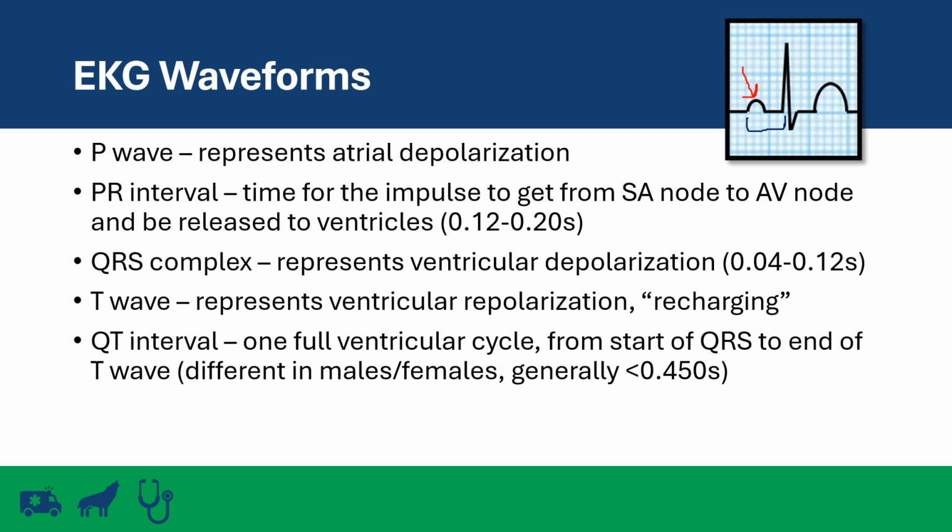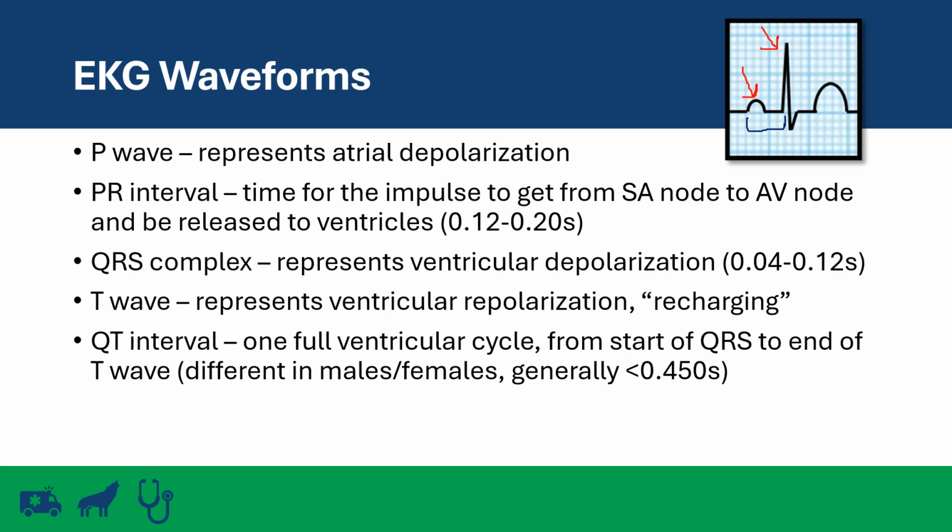Next we have our QRS complex. Correction: the QRS complex represents ventricular depolarization, or ventricular contraction. Now, the QRS is this structure here. It's the larger waveform that you'll see on an EKG. So it should take a certain amount of time for the ventricles to depolarize. It should take 0.04 seconds to 0.12 seconds.